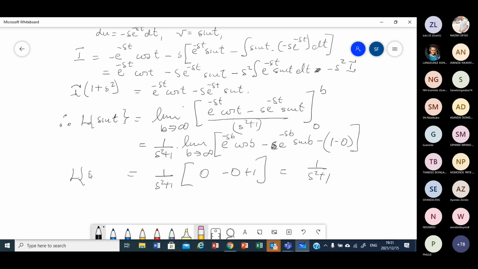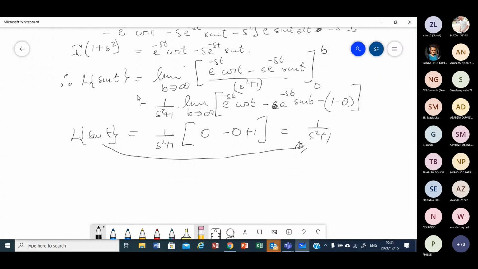Indeed, the Laplace of sine t is exactly given by that. Okay, we can show it from first principles as we have just done. Remember, the Laplace of sine at is a over s squared plus a squared. In this case, my a is 1 here, so it's 1 over s squared plus 1 squared, just 1, and that is that. We can show it.